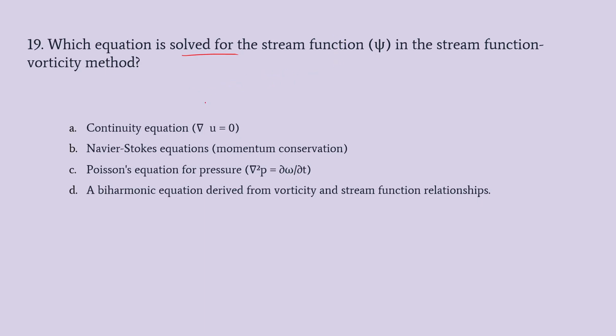method? Option A, the continuity equation, that is del dot u is equal to 0. Option B, Navier-Stokes equation or momentum conservation equations. Option C, Poisson equation for pressure. Option D, a biharmonic equation derived from vorticity and stream function relationships. We can try to answer the question. We have discussed this earlier also. You can inbox your answers.